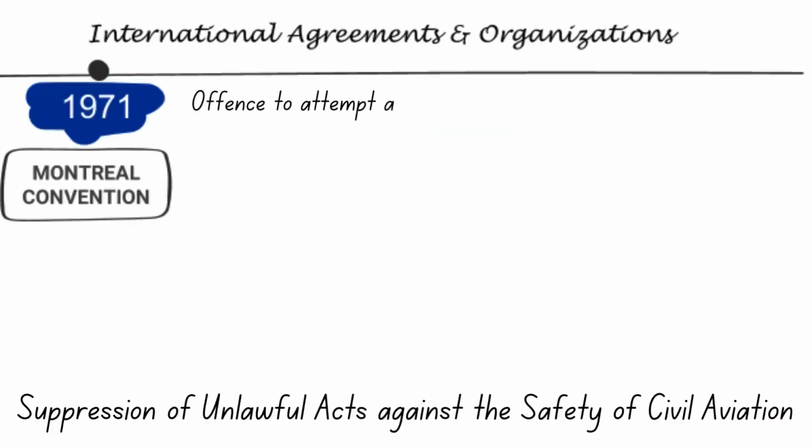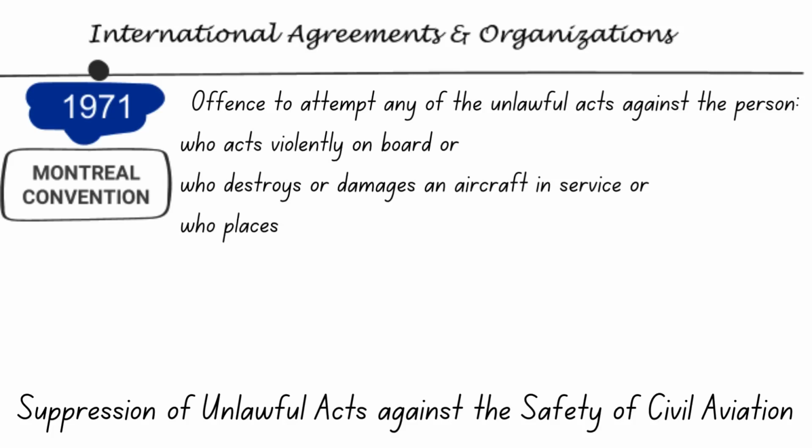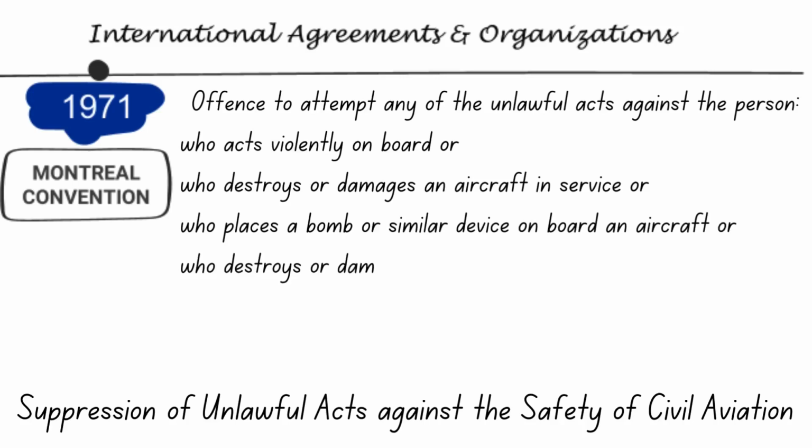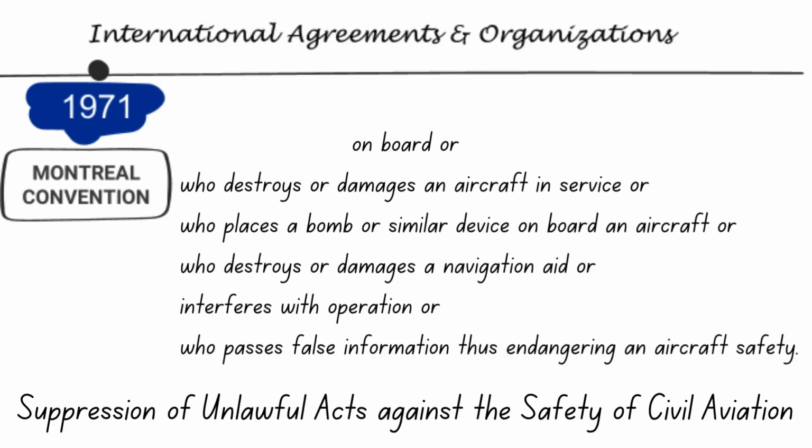It makes it an offense to attempt any of the unlawful acts: against a person who acts violently on board an aircraft, or who destroys or damages an aircraft in service, or who places a bomb or similar device on board an aircraft, or who destroys or damages a navigation aid or interferes with its operation, or who passes false information, thus endangering an aircraft's safety.